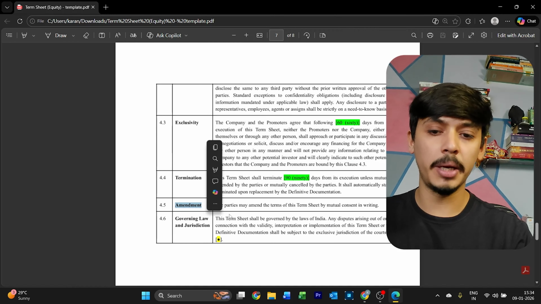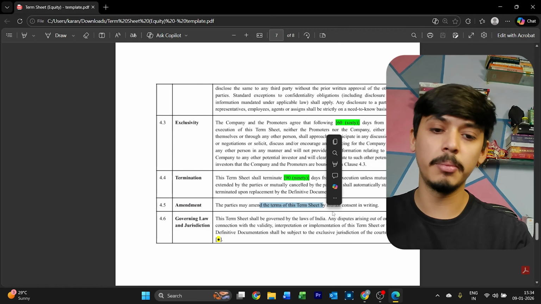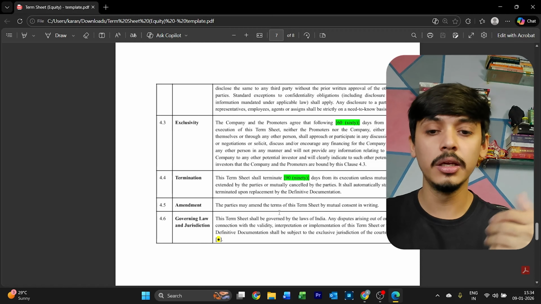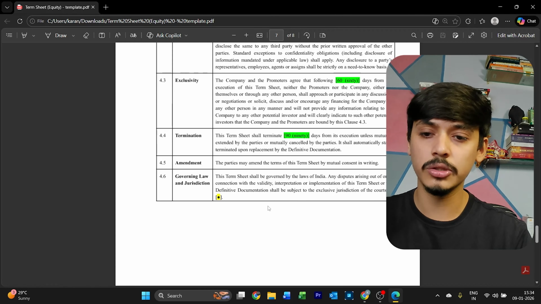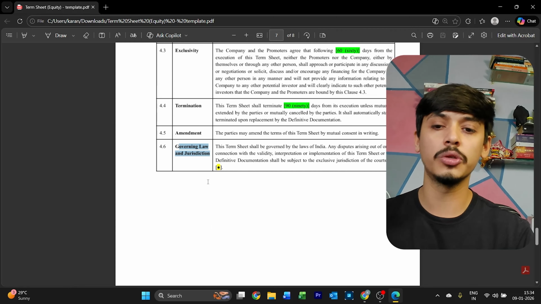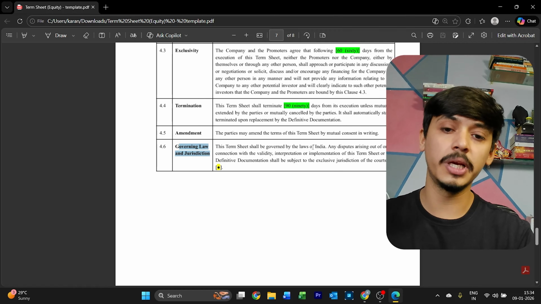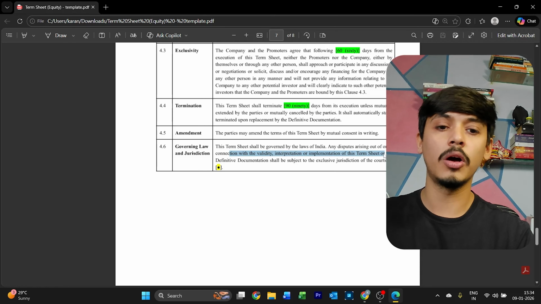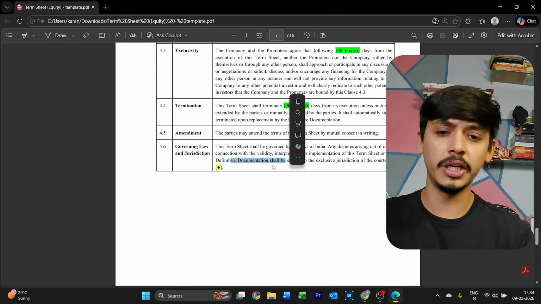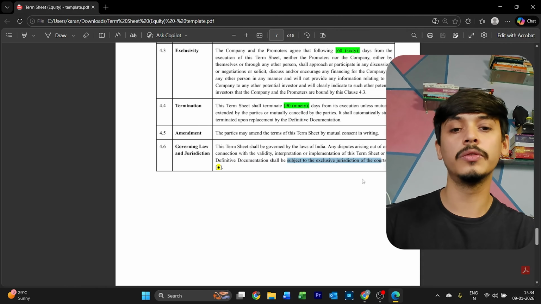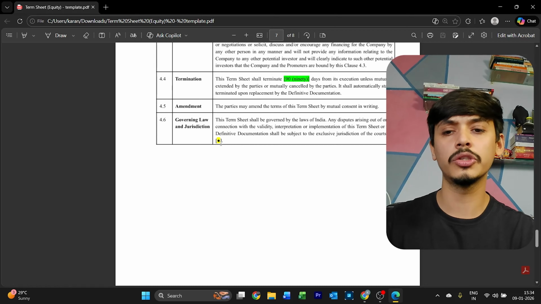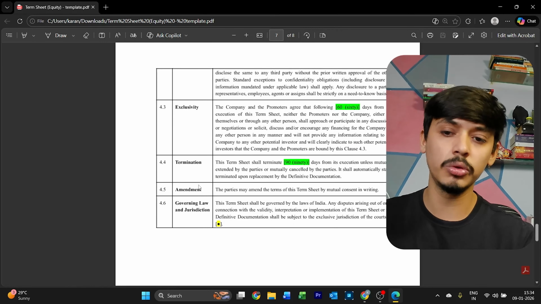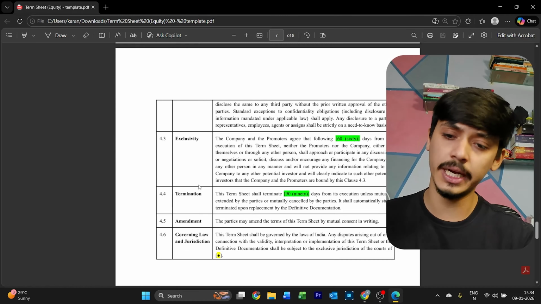Then there is amendment, so both parties may amend the term sheet by mutual consent in writing. Definitely there will be a lot of amendments that have to be made to reach the definitive documents, so that is mentioned. The governing law and jurisdiction: the term sheet shall be governed by the laws of India. Any dispute arising in connection with the validity of this term sheet or the definitive document shall be subject to the exclusive jurisdiction of the courts of, so here, High Courts of Mumbai or High Courts of Delhi, whatever court the parties are connected to, that will be mentioned. Or if it's an online court, that is going to be mentioned.